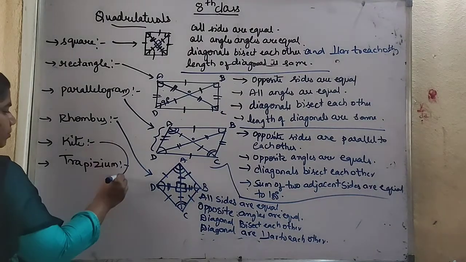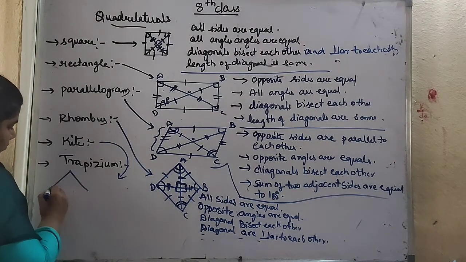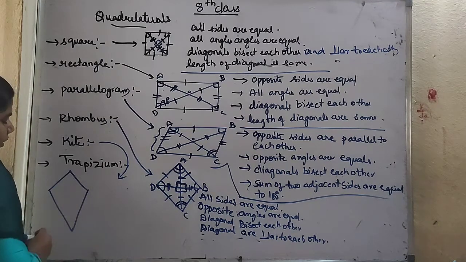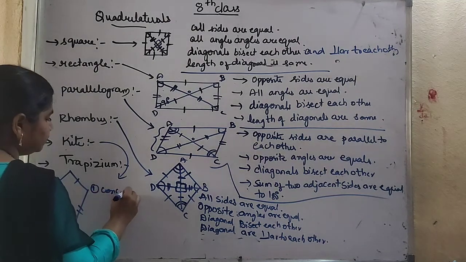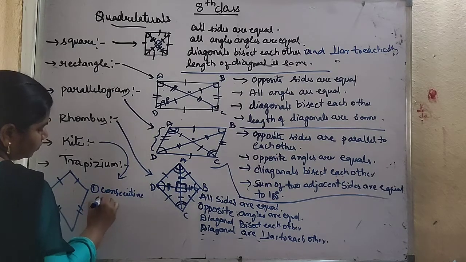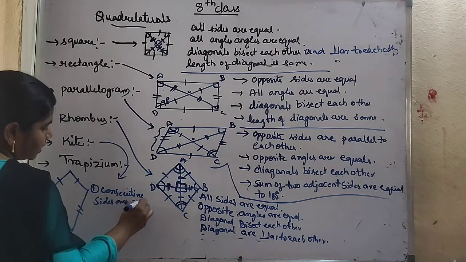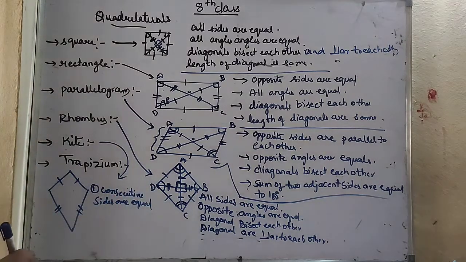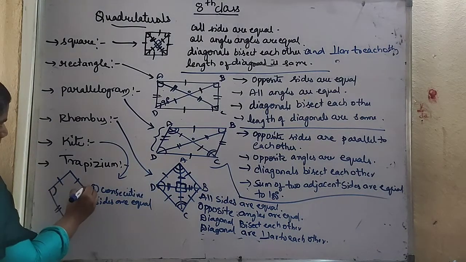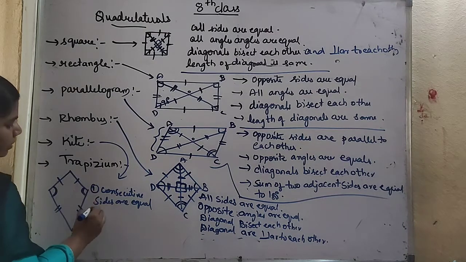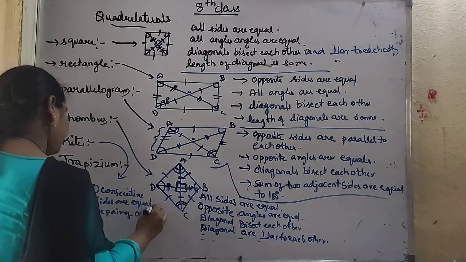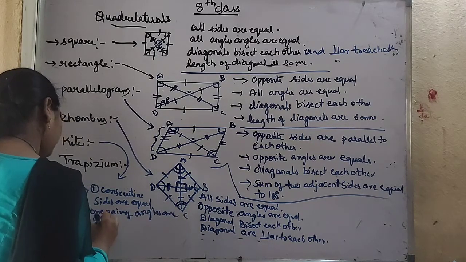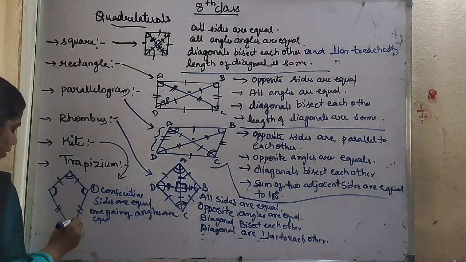Now coming to kite. In a kite, only the consecutive sides will be equal. So the first property is that consecutive sides are equal. And if you look at the angles, only one pair of opposite angles will be equal.